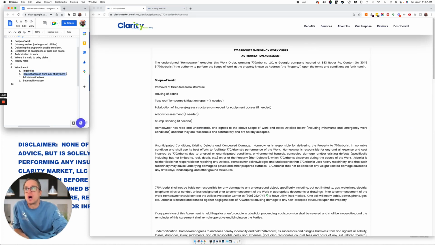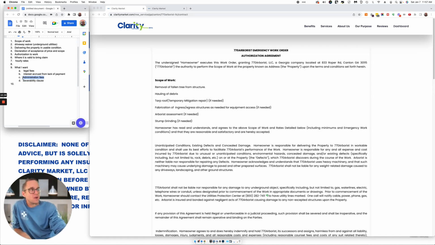Interest accrued due to lack of payment. Put some amount of it in, because if they hold your money for 6 months or a year, they should be paying interest, because in most states, carriers are bound to pay promptly, right? That's what they agree to.